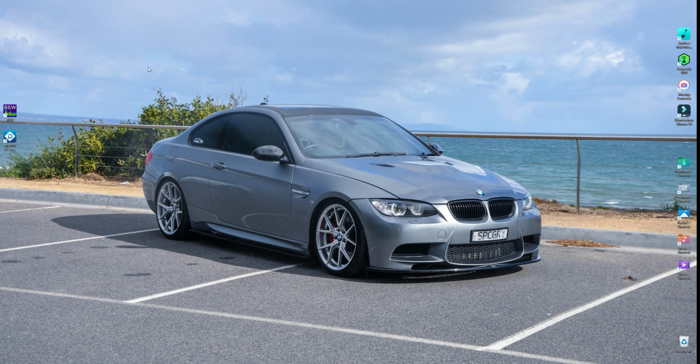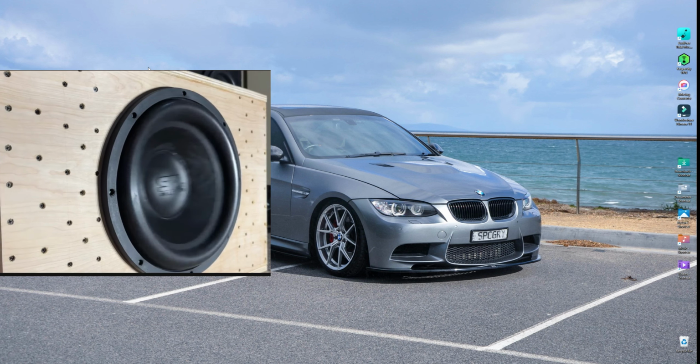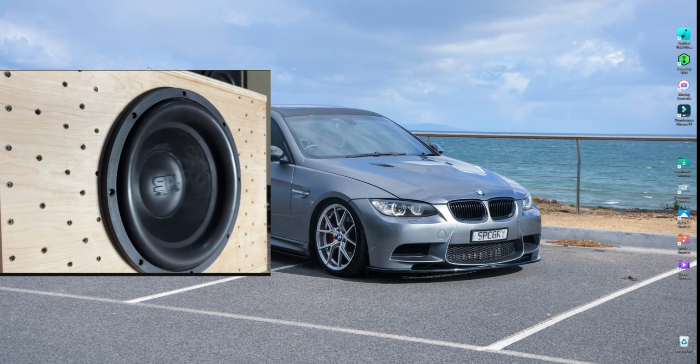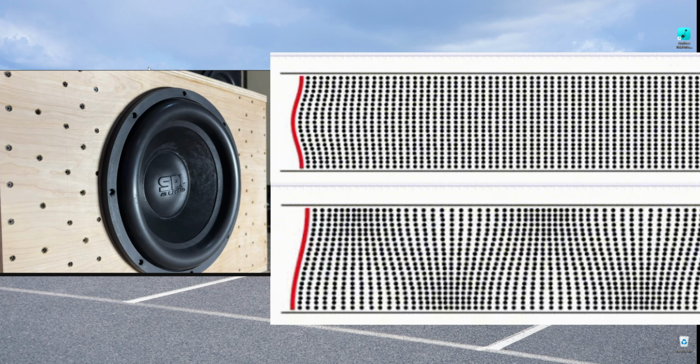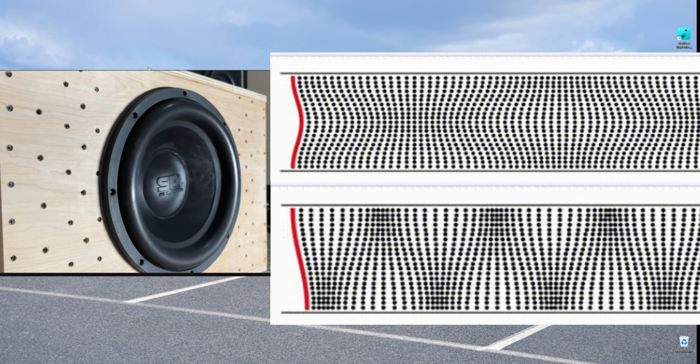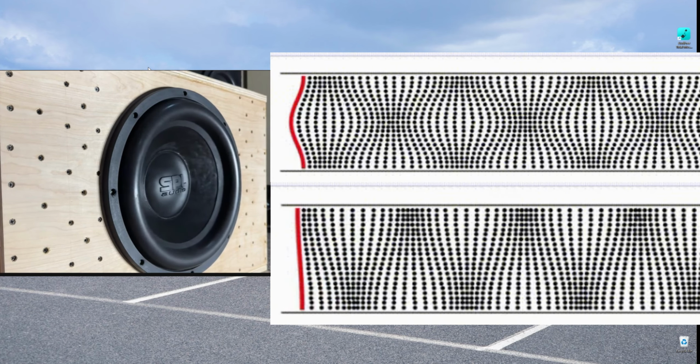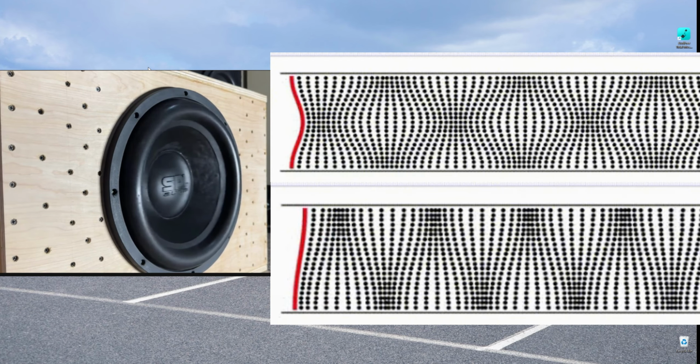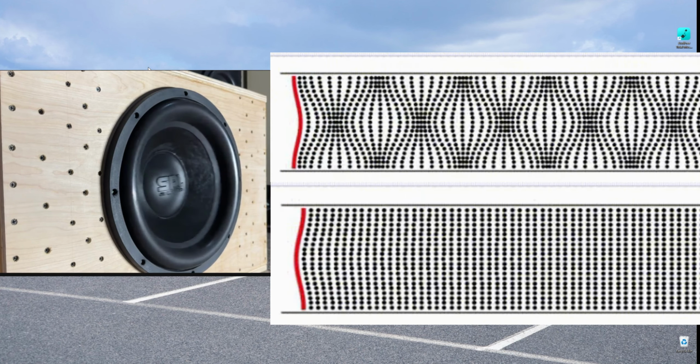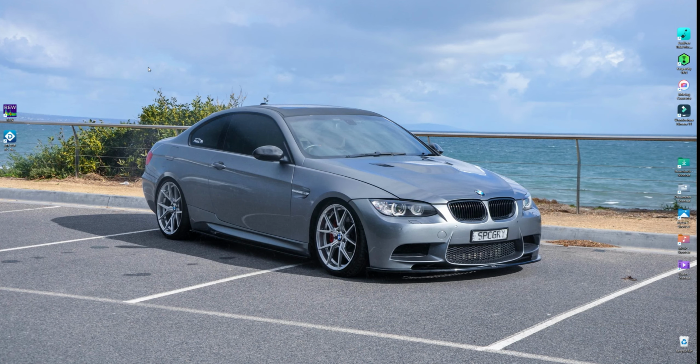And then our speaker cones flex and distort, which is particularly evident in subwoofers, and this causes the pressure wave to create strange interference patterns, like in this illustration. So it's no wonder, with all of this going on, that it's difficult to get a car audio system tuned properly and dialed in to sound crystal clear.